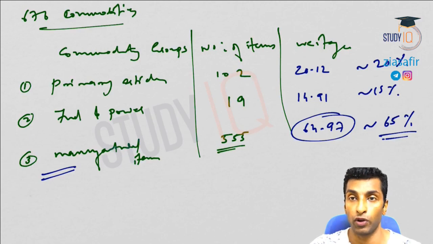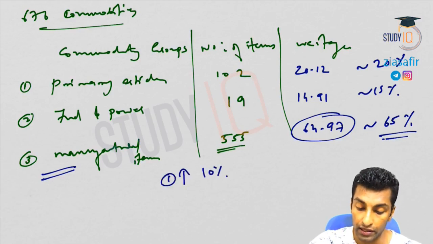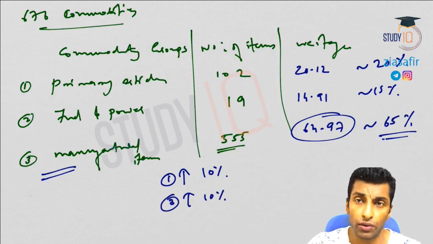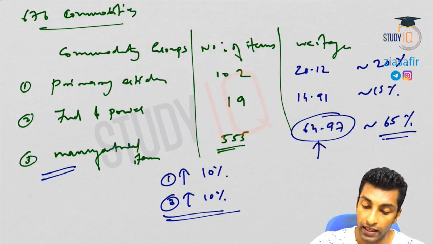influence the entire WPI. So if you see the first one is increased by, let's say, 10%, and the third one, manufactured items, is increased by 10%. Both actually increased by 10%. Inflation is there, which one will have more impact? The third one will have more impact because weightage is more here.